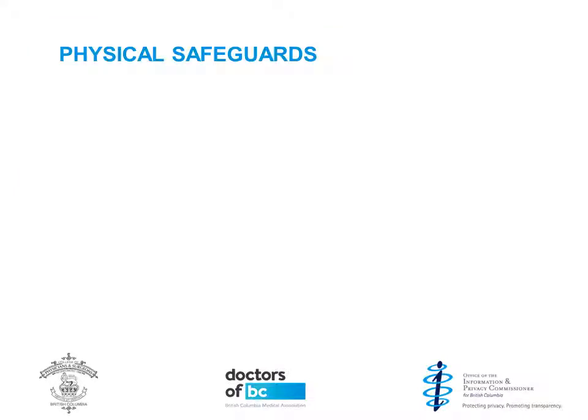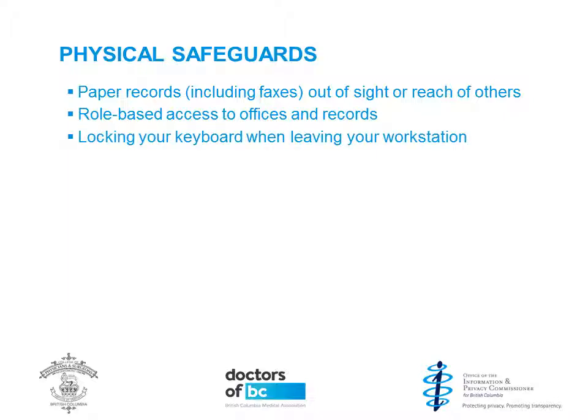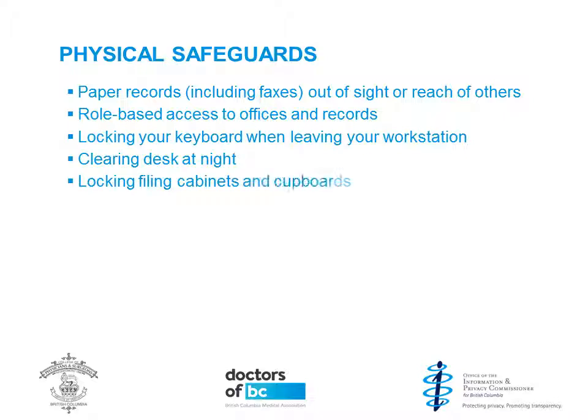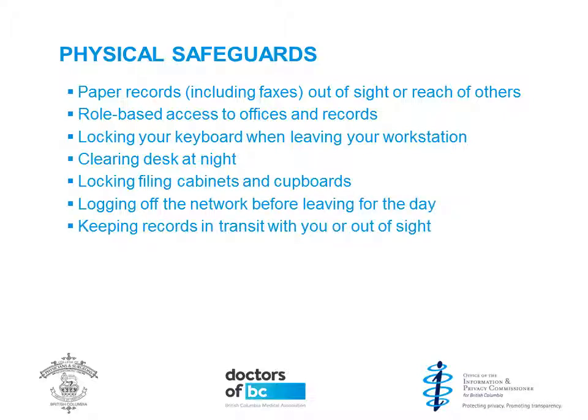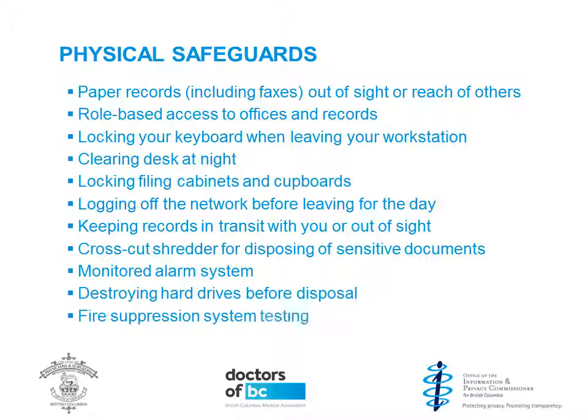Physical safeguards over sensitive information include having paper records out of sight or reach of others, role-based access to offices and records, locking your keyboard when leaving your workstation, clearing files with sensitive information off your desk at the end of the day, locking sensitive documents up at night, logging off the network before you leave the office, keeping records in transit with you or out of sight in a locked trunk, using a cross-cut shredder to dispose of sensitive documents, having a monitored alarm system, destroying computer hard drives that contain personal information before you discard them, having fire suppression systems tested periodically, and making sure your fire extinguishers haven't expired.